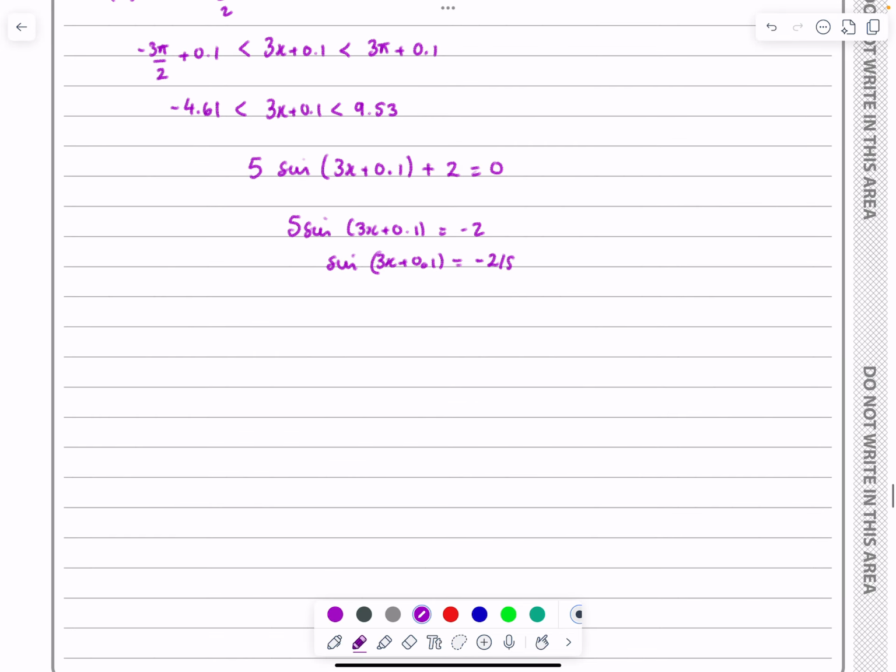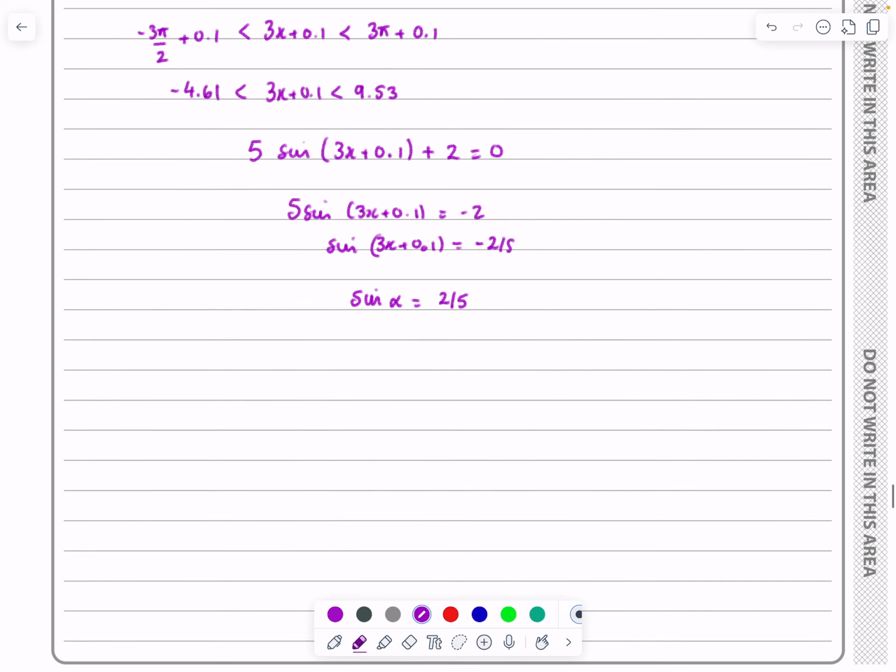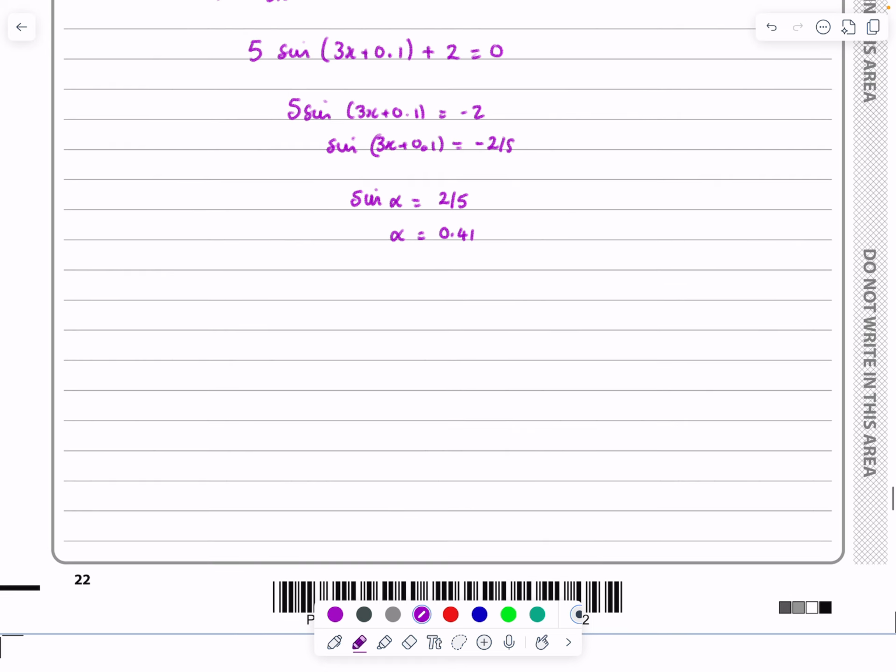The way that I do these is to say I'm interested in the acute angle alpha such that sine alpha equals 2/5, not the −2/5. I'll take care of that with my CAST diagram, which we'll explain very soon. But first of all I want to work out what alpha is. So alpha works out to be equal to 0.41.